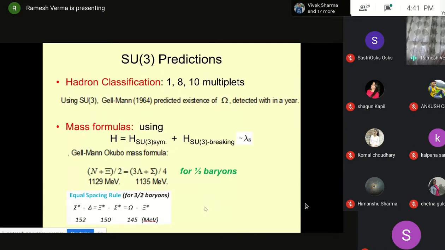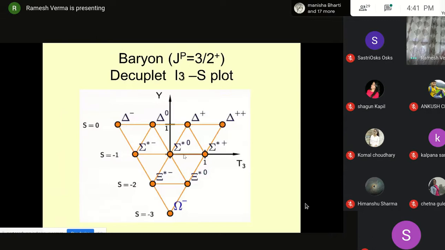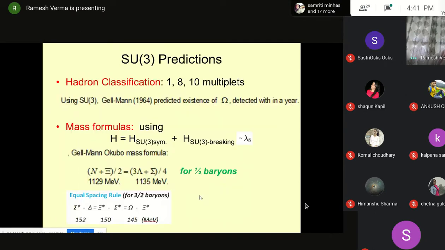And we also see that the mass difference between sigma star and delta is nearly equal to that between cascade star and sigma star. So he even obtained mathematically that the spin 3/2 baryon decuplet follows an almost equal spacing rule as far as masses are concerned. How did he actually obtain it? It's very interesting, because again we recall what happens in the hydrogen atom.